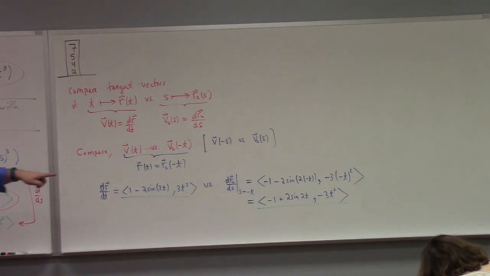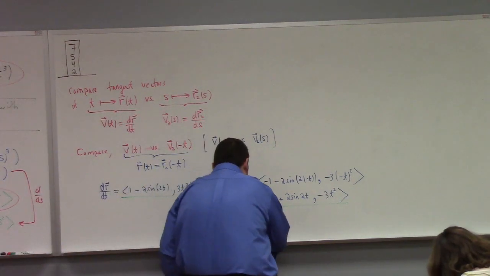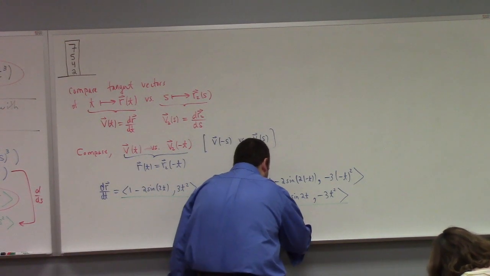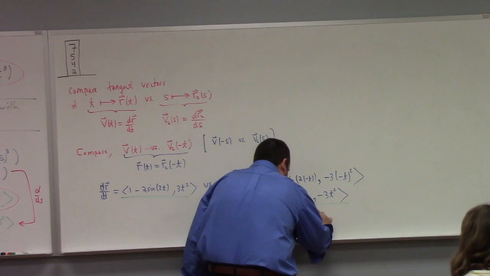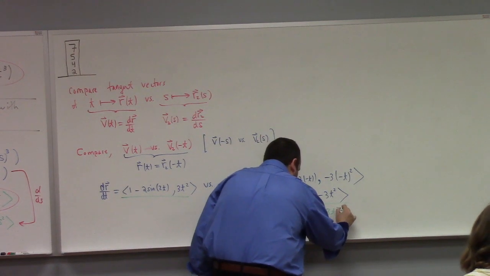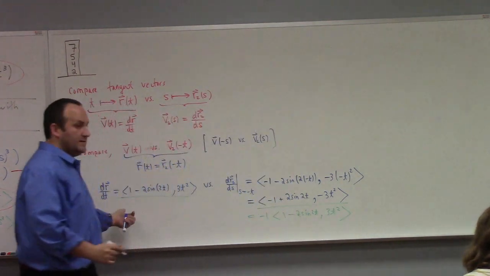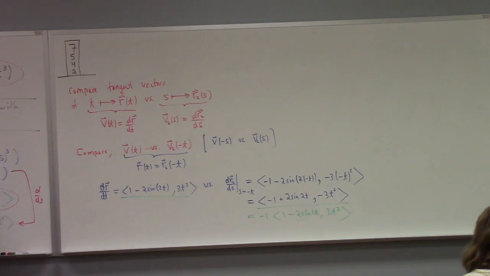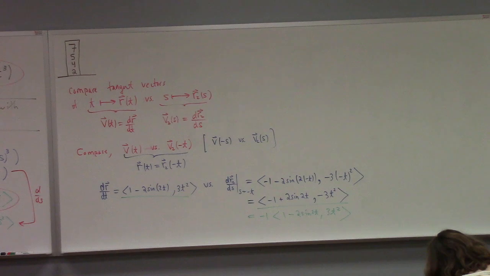So you could factor a minus 1 out of this one if we wanted. You could say that's minus 1 times 1 minus 2 sine 2t, 3t squared, which would be precisely this one. And this holds for every t, and correspondingly every minus t equal to s in the domain of the reversal. This is one approach to the problem.